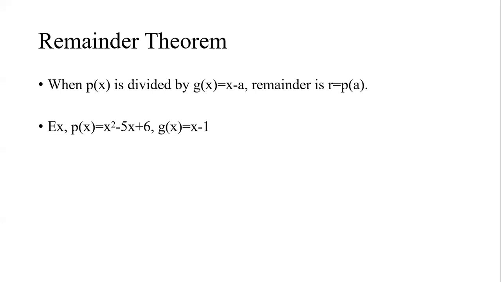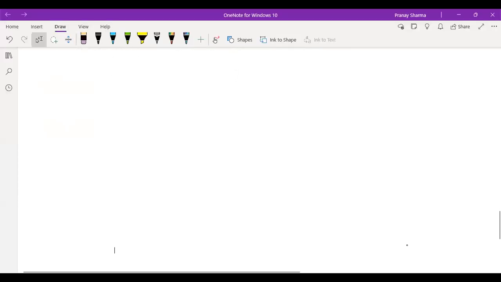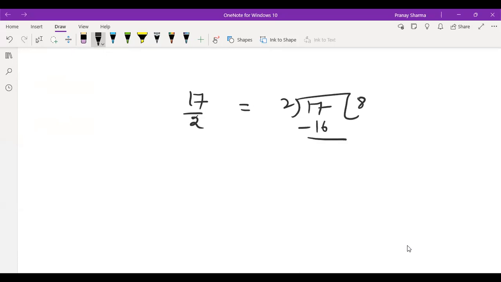See, whenever we are talking about division, we usually think of long division. Let us move to our whiteboard in order to have this. Suppose somebody is asking us to divide 17 by 2. So usually we have 17 by 2 in this way. 8 times 2 is 16, then the difference is 1. So 1 is going to be the remainder. This is the quotient, this is the divisor, and this is the dividend.